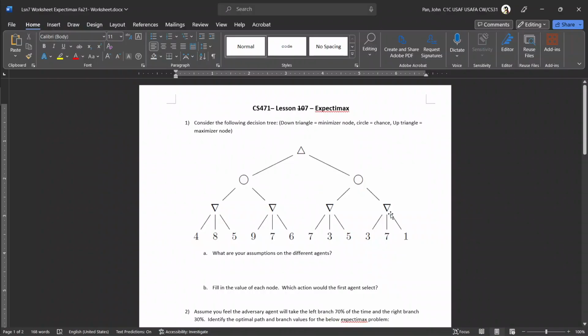Howdy, let's dive into Lesson 7 handout on Expectimax. Question 1, consider the following decision tree.